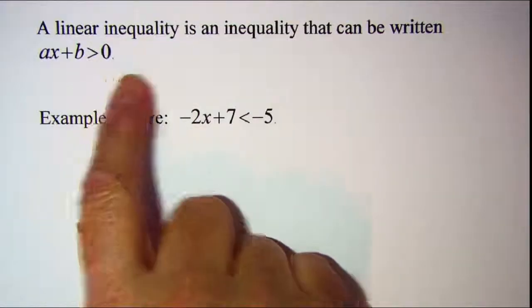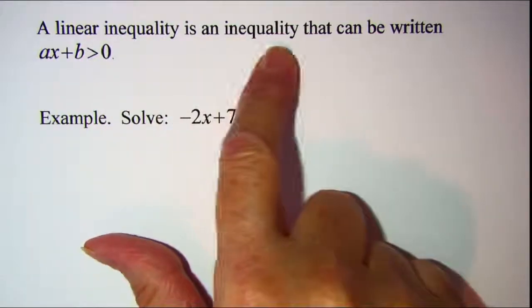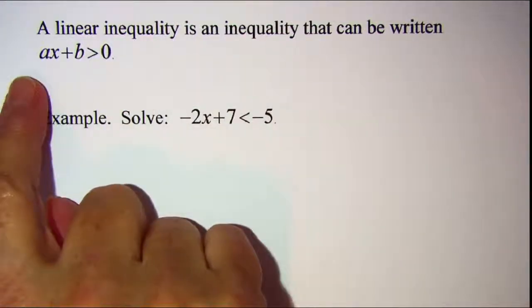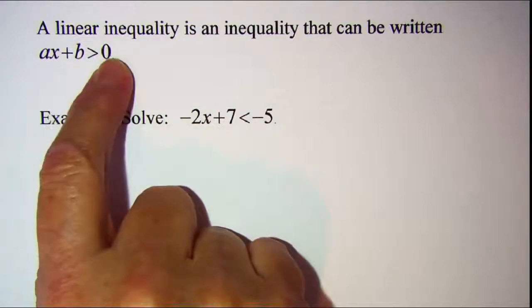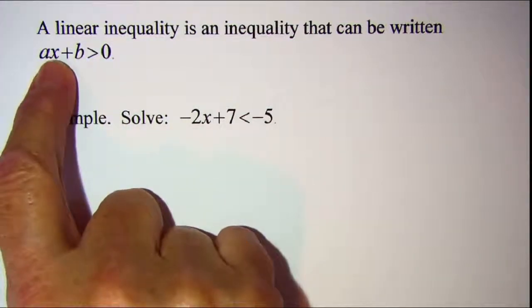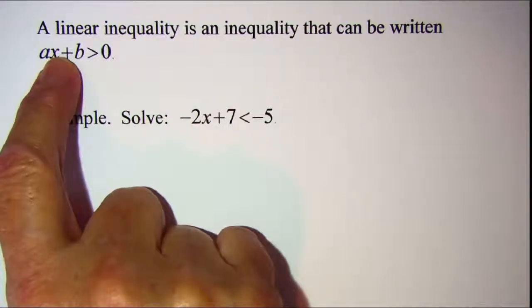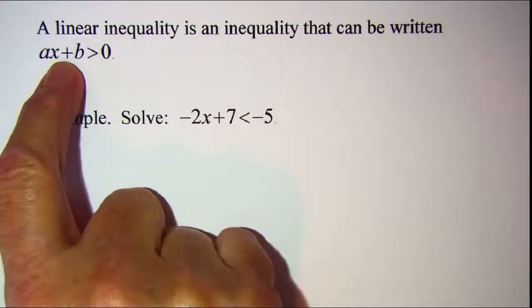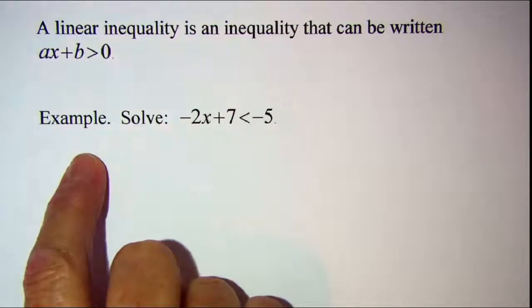A linear inequality is an inequality that can be written as ax plus b is greater than 0. Notice that the degree of the variable x is 1. It's a first degree inequality. So let's do a problem.